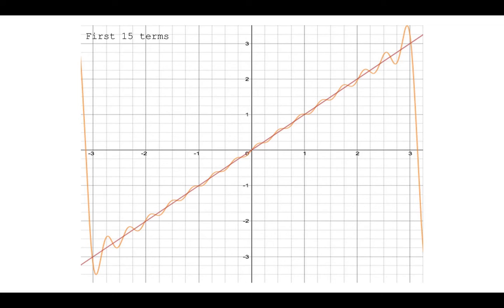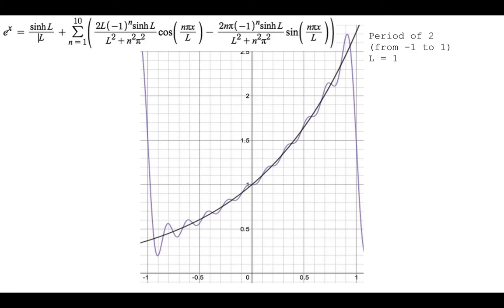Like we can change the period of sine of x by writing sine of 2x or sine of x over pi, we can do the same for Fourier series. The value of L here determines the period. Now this is the function e to the x, and it's very massive, regardless of whether or not we have the changing period. And I just wanted to show a more unappetizing example of a Fourier series. In this case, L equals 1, and the interval goes from negative 1 to 1, and the period is 2, or 2L. Now simply changing the value of L changes the period.